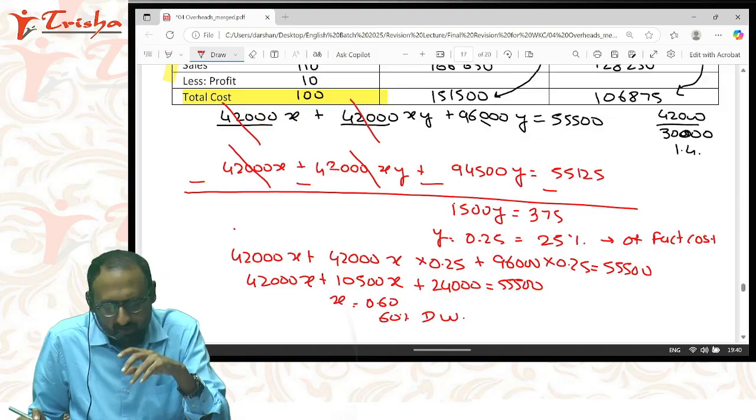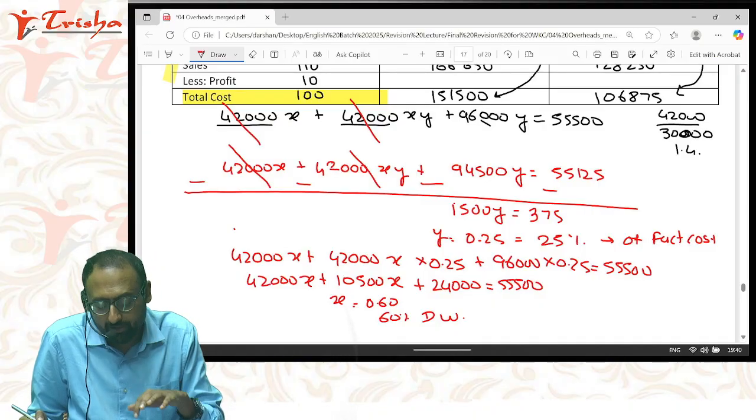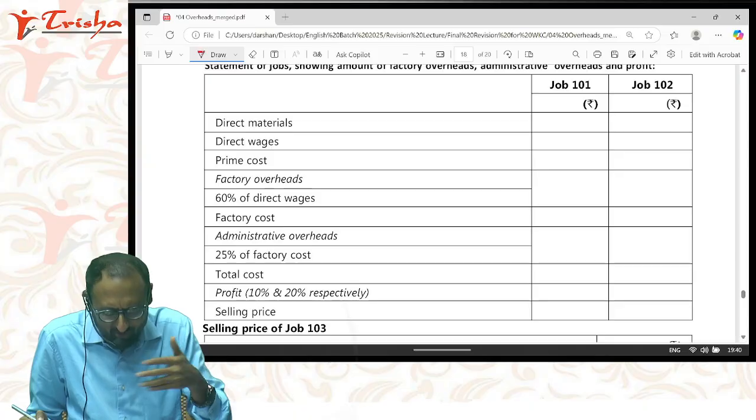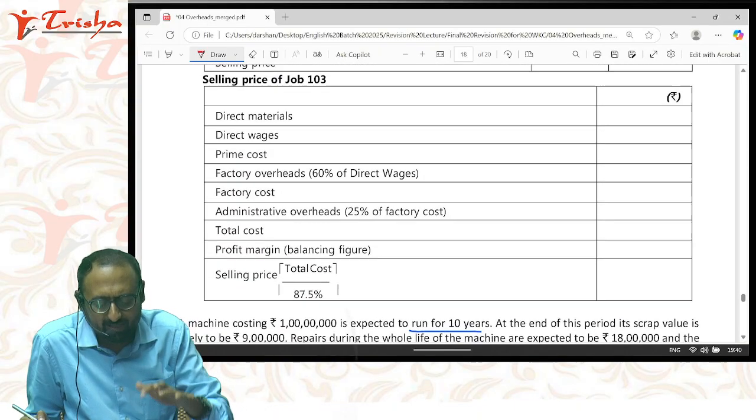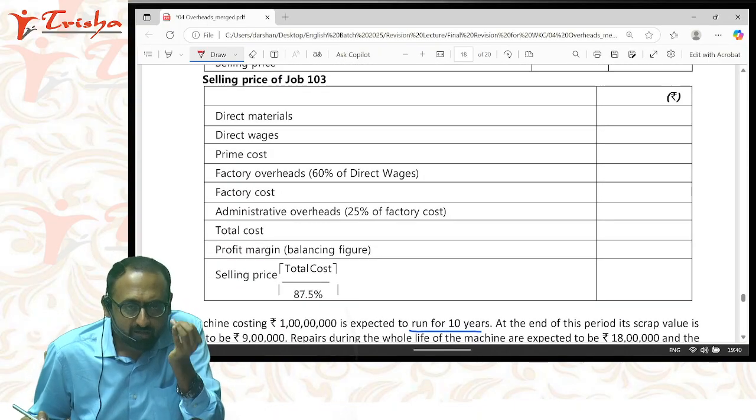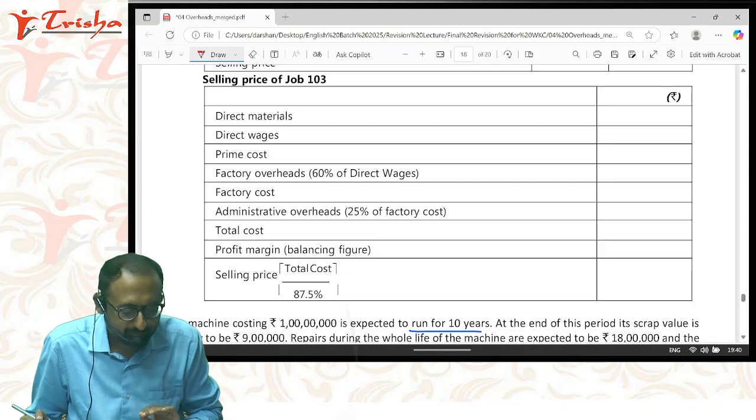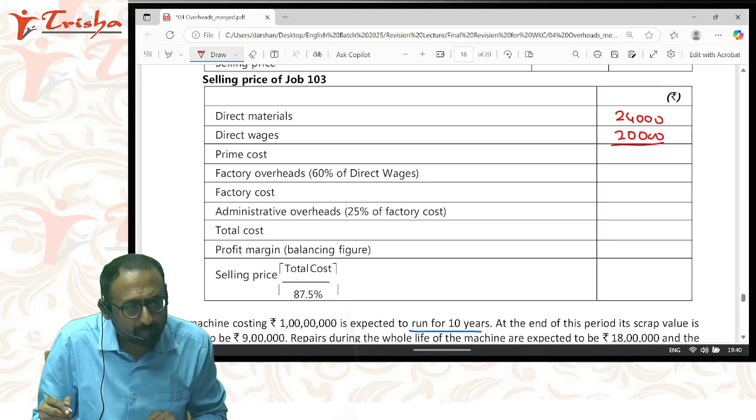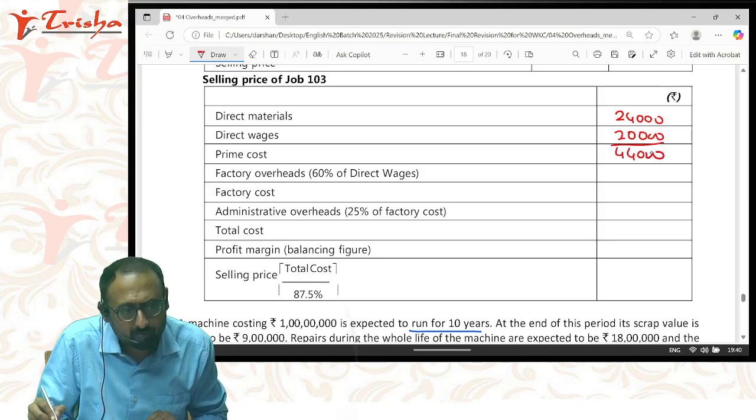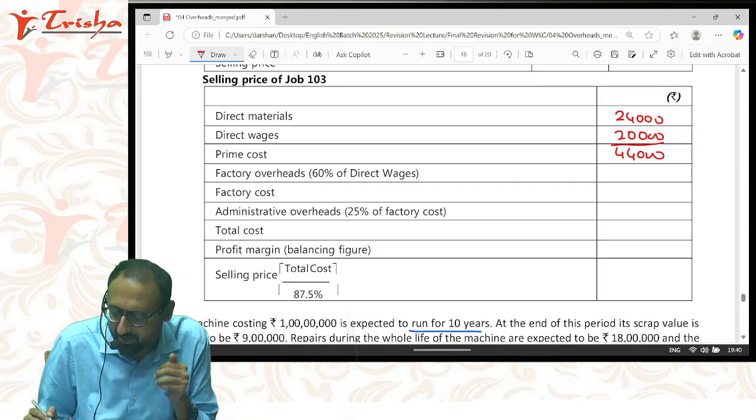Correct, guys? Now very easily I can calculate the cost of the job. Now I have everything, material cost and labor cost, and I can calculate the selling price of that job. Read the third question. Tell me, in that job how much is the material cost? Job 103, third question. 24,000 is the material cost. Labor cost 20,000. Material plus labor is equal to prime cost. Is it 44,000?